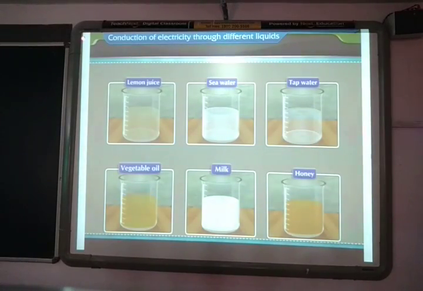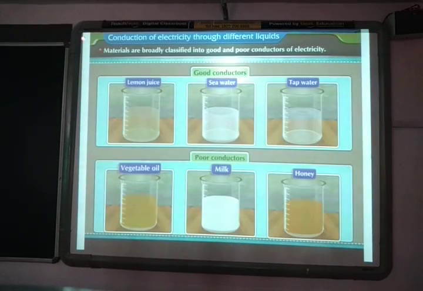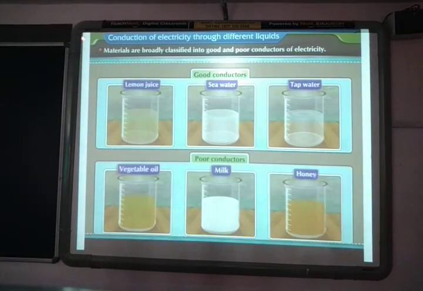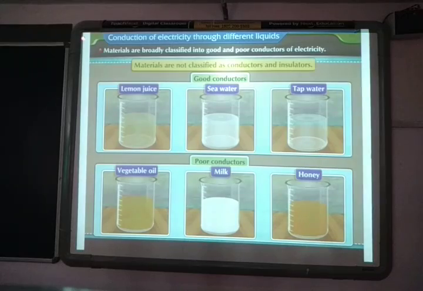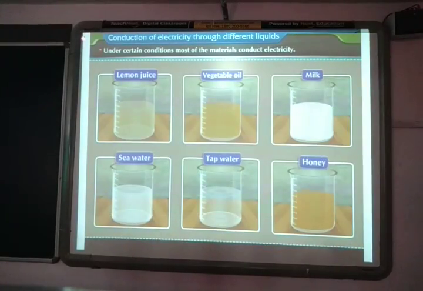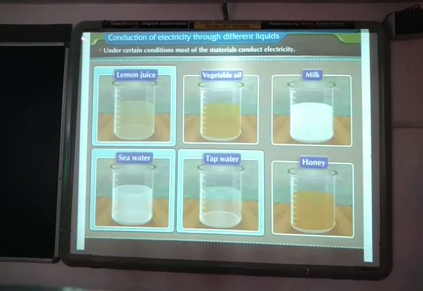It is very important to note that materials are broadly classified into good and poor conductors of electricity, instead of classifying them as conductors and insulators, because under certain conditions, most of the materials conduct electricity.